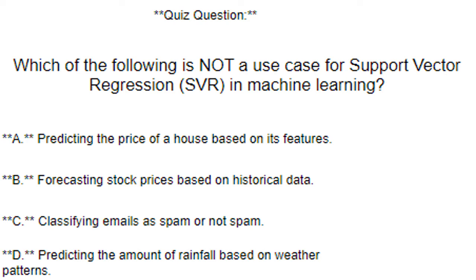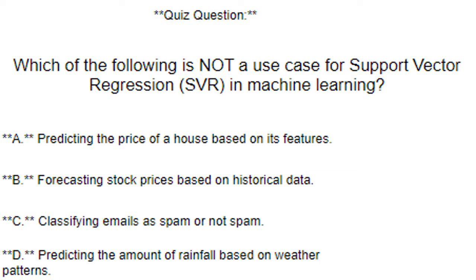True. Predicting rainfall, which is a continuous value, based on weather patterns is a regression task. SVR is suitable for making such predictions, making it a suitable use case. C, classifying emails as spam or not spam.